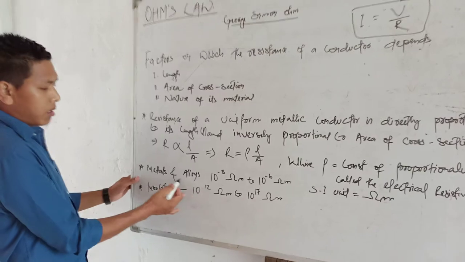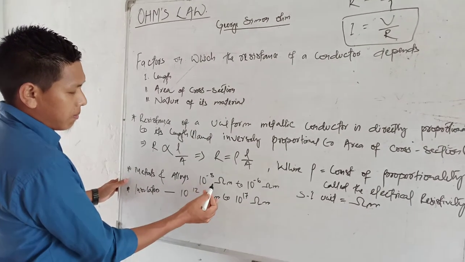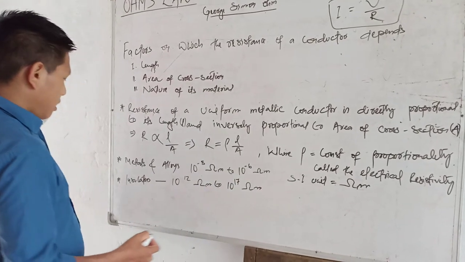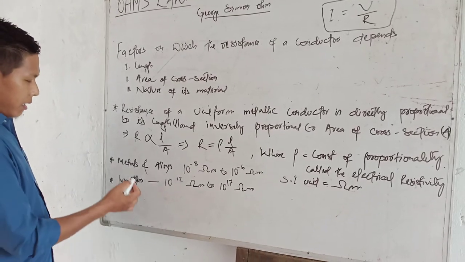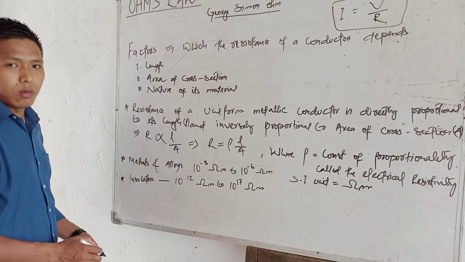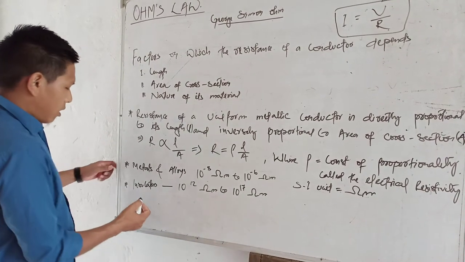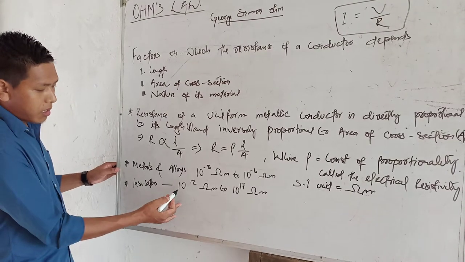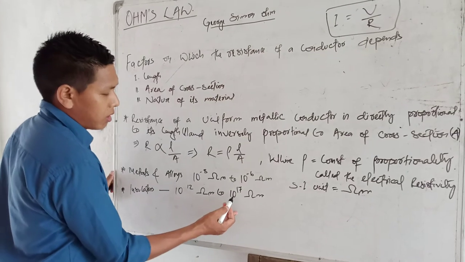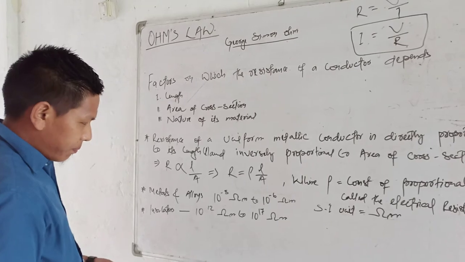Metals and alloys have very low resistivity, in the range of 10 to the power minus 8 ohm meter to 10 to the power minus 6 ohm meter. Electric charge can flow through metals and alloys, so their resistance is very low. Whereas insulators have very high resistance; their resistivity ranges from 10 to the power 12 ohm meter to 10 to the power 11 ohm meter.